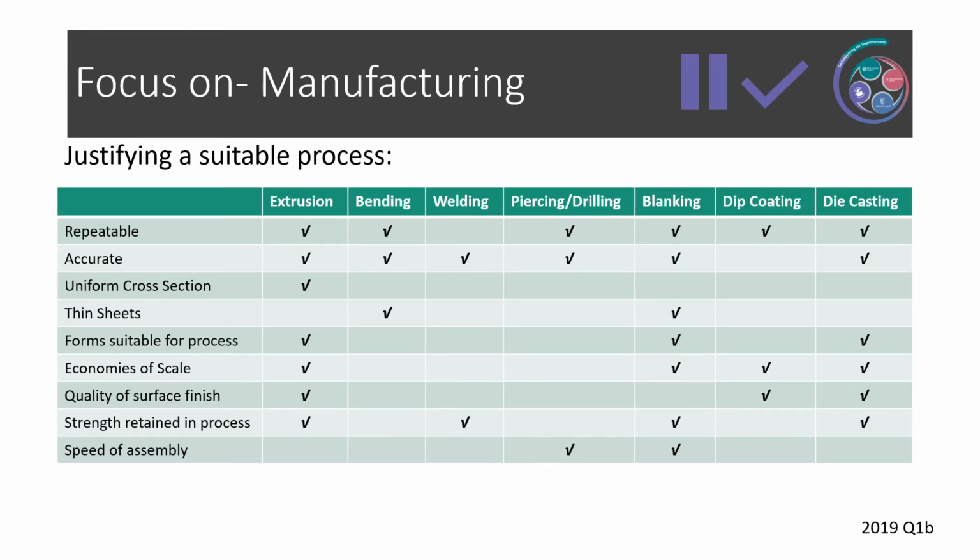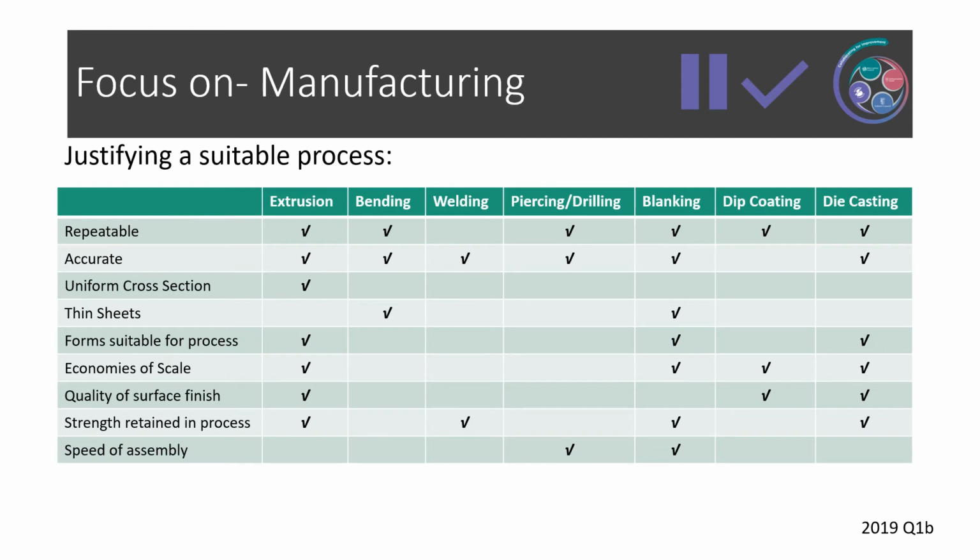There are a further 3 marks for this question from justifying why the process you've selected is suitable. This could be 2 marks for one justification and another mark from another place. Let's look at extrusion to begin with. Extrusion is repeatable because it's a machine and it's highly automated. Extrusion is also accurate for the same reason.